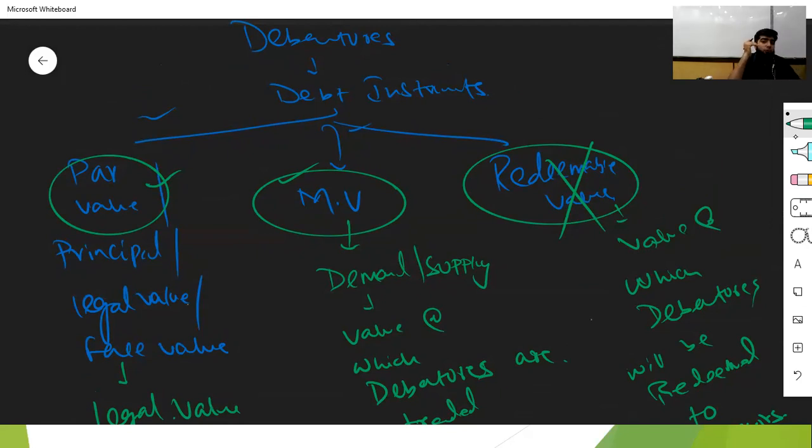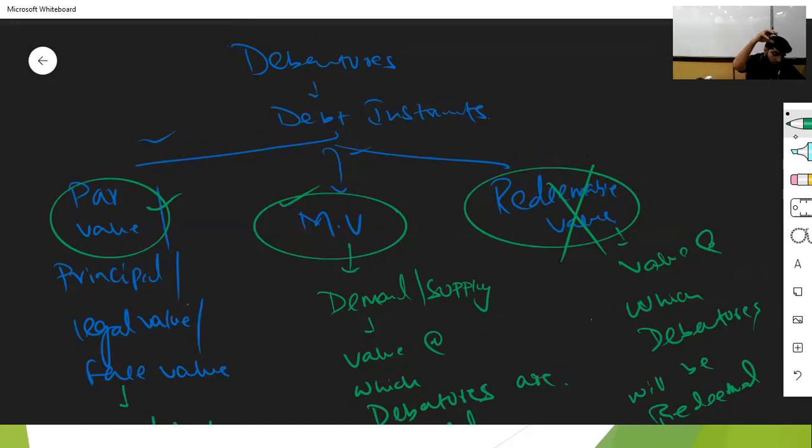From the paper's point of view, amortized cost is one of the most important areas. Hardly does the examiner ask you a question for fair value through OCI. Examiner hardly asks you a question for fair value through P&L. The favorite area of the examiner is amortized cost. So we will have very great practice on it. We will focus more on this, as this is one of the most important areas with respect to the FR paper.